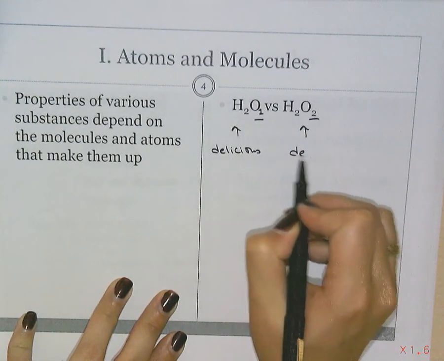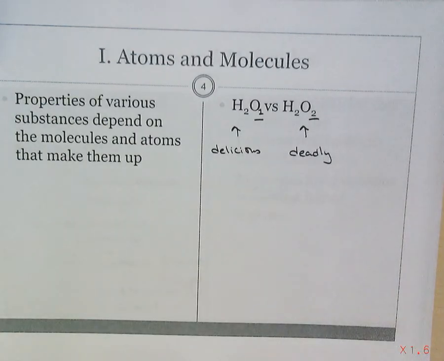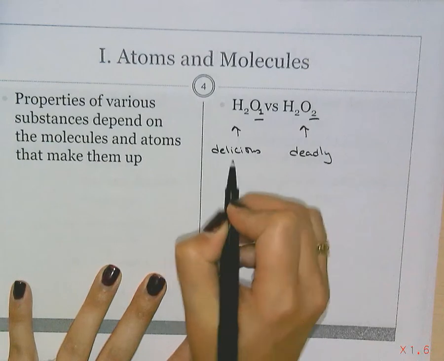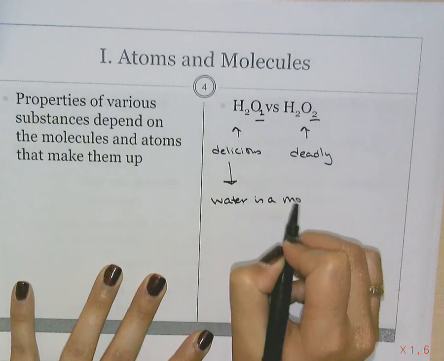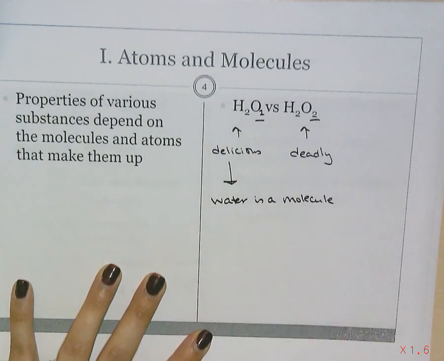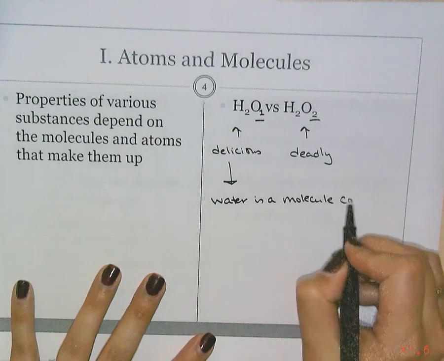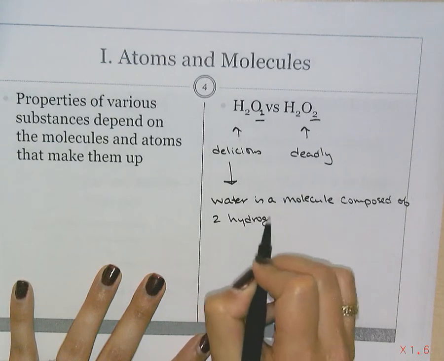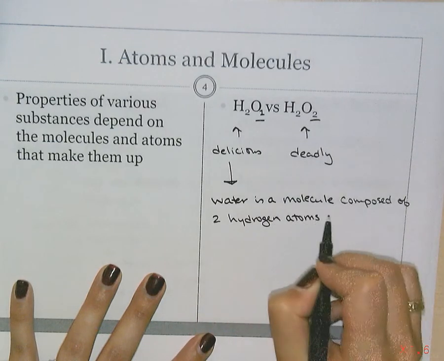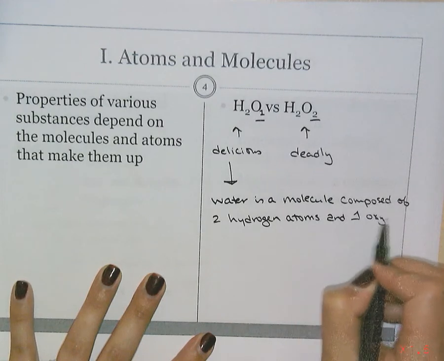Right? There's the difference between thirst quenching and dying from having your insides eaten. You know? Just that one little oxygen makes a big, big deal. Okay. This guy over here, my guy water. So water is going to be one of my molecules, and it's going to be composed of 2 hydrogen atoms and 1 oxygen atom.